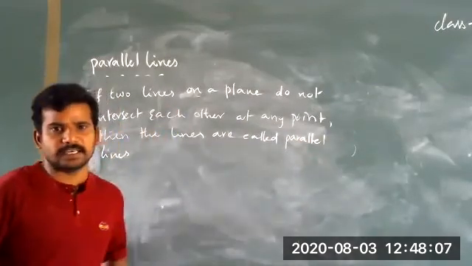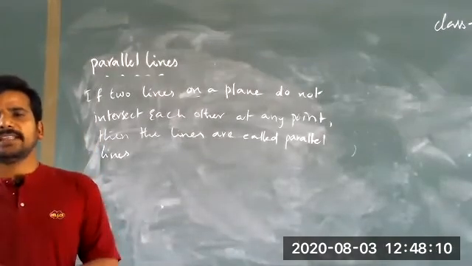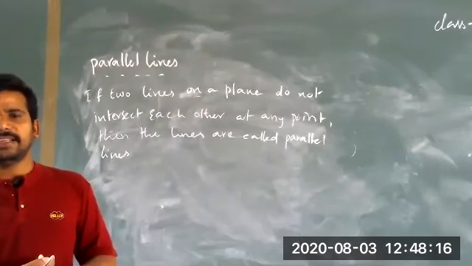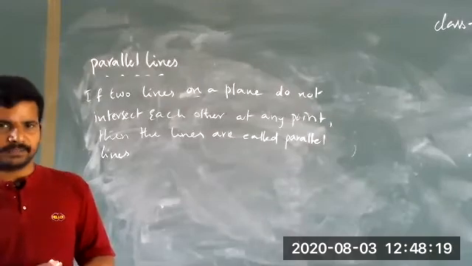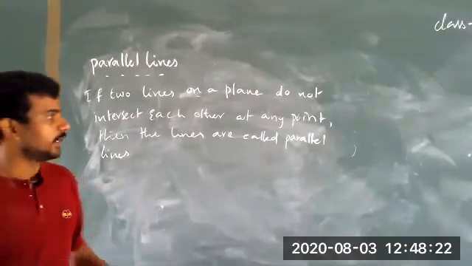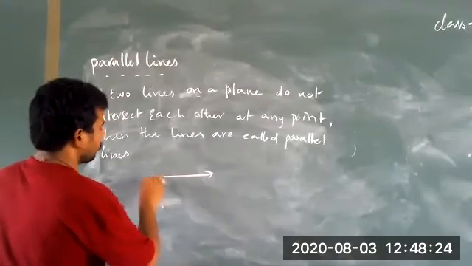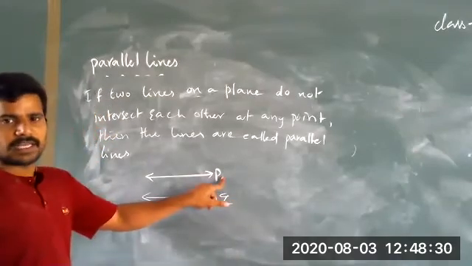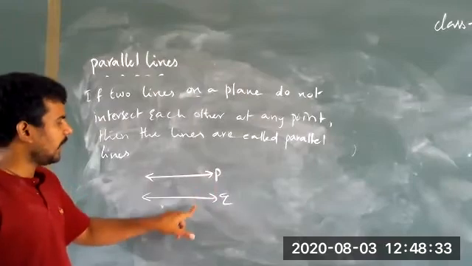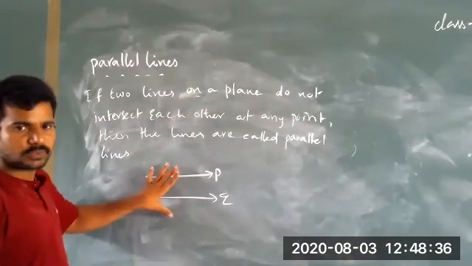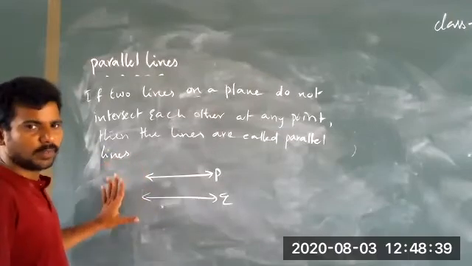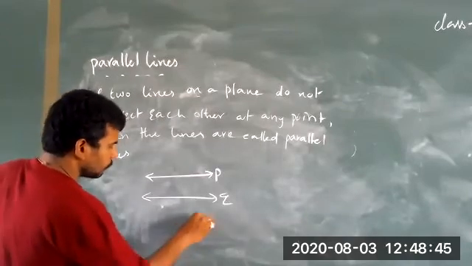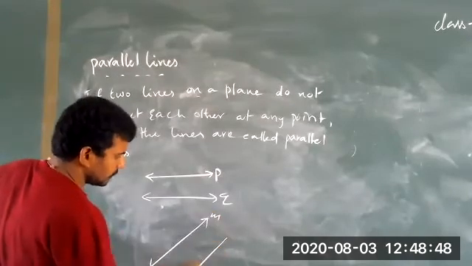Parallel lines. Once again, children, what about parallel lines? If two lines on a plane do not intersect each other at any point, then the lines are called parallel lines. For example, this is the P line, this is the Q line. They do not intersect at any point. So these lines are called what, children? Parallel lines.